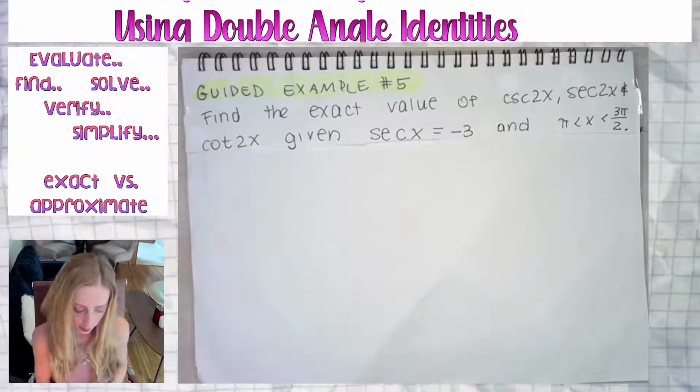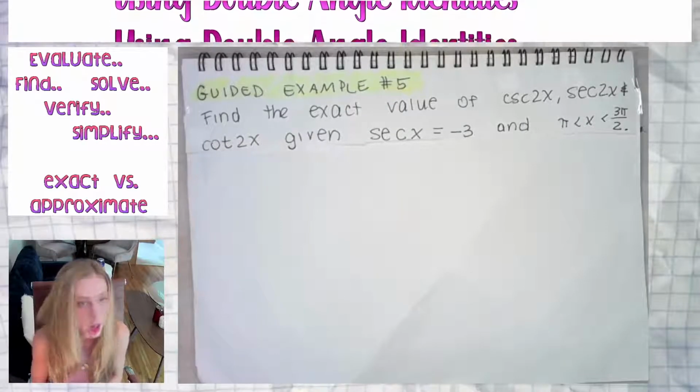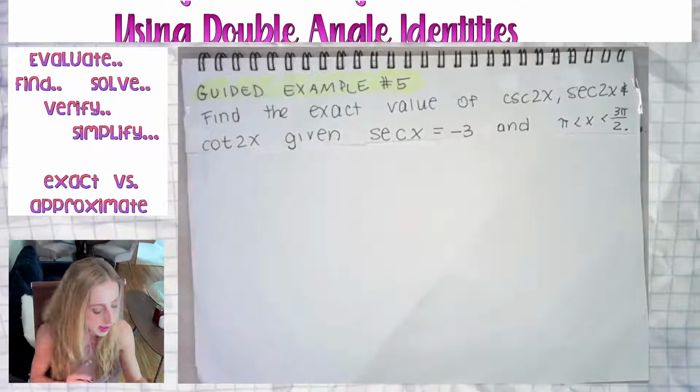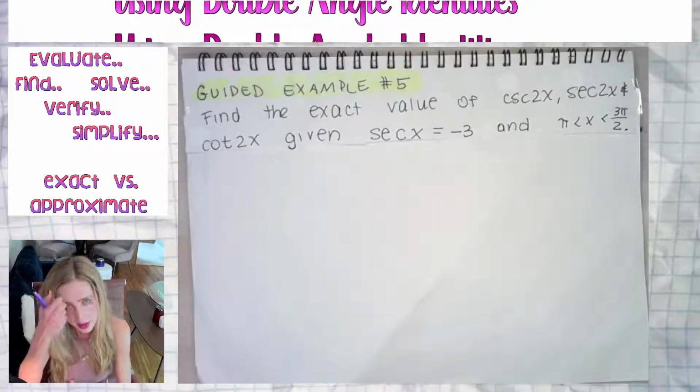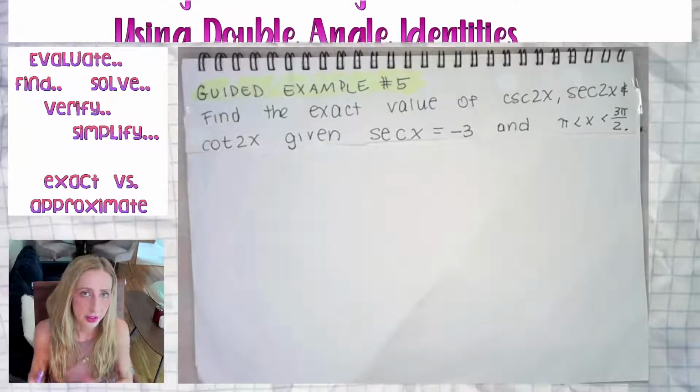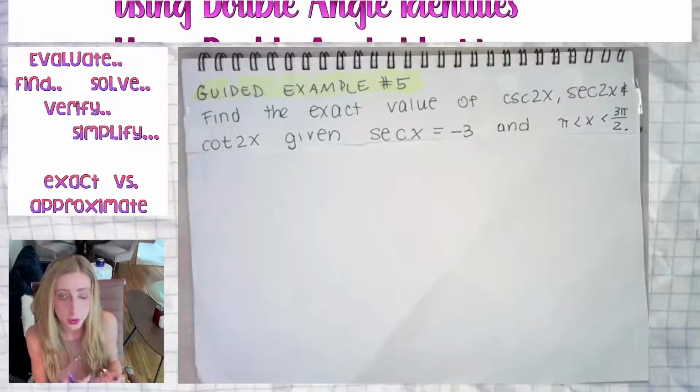Guided example number 5. Find the exact value, and we talked about that above my head. It says it again, but exact versus approximate. When you find an exact value, no calculator. Approximate value, probably using a calculator. You're probably going to round.